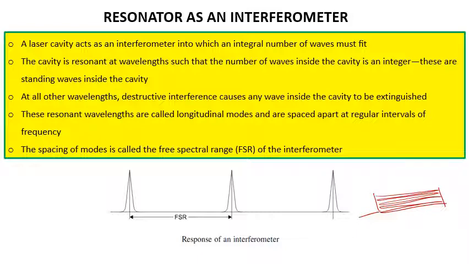So what things are explained here? There are some terms used, like FSR. FSR means free spectral range. From one peak to another peak, the range is called the free spectral range, FSR, of the interferometer.